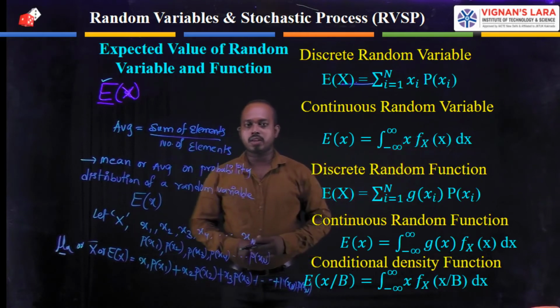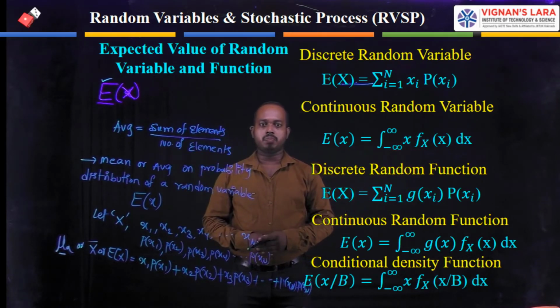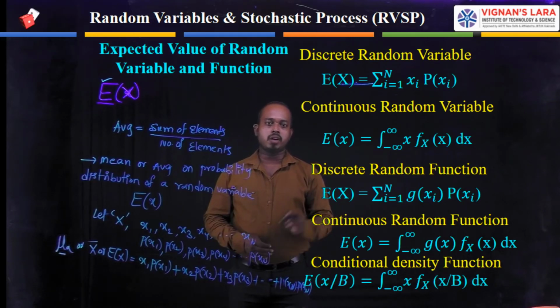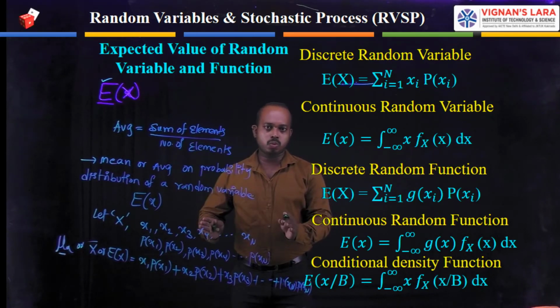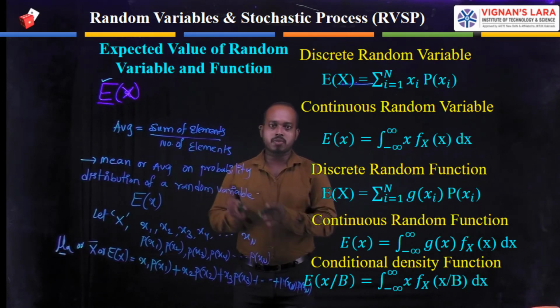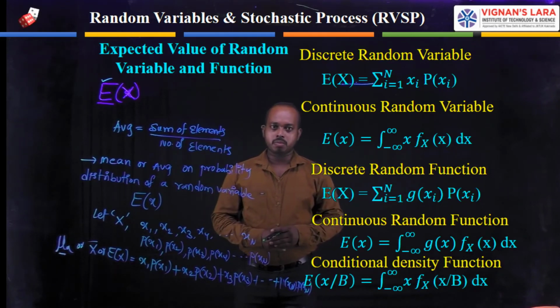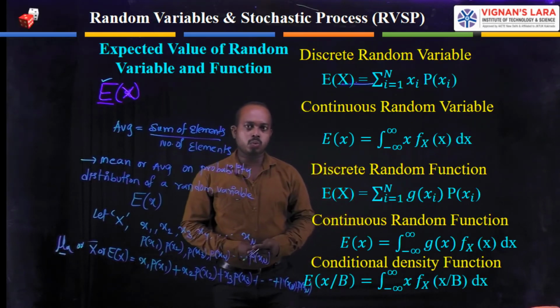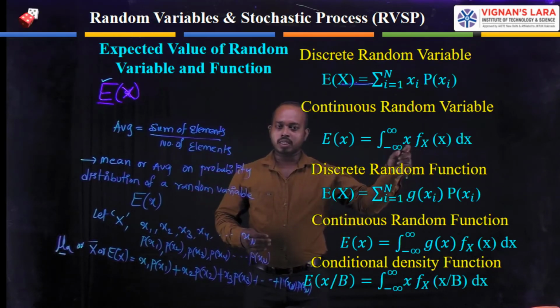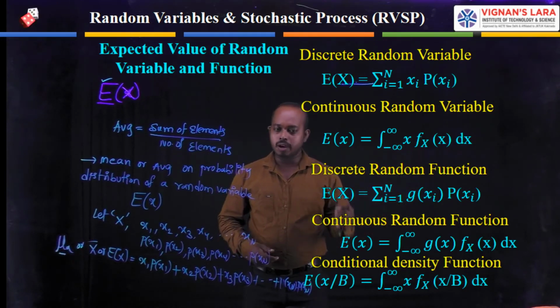For continuous, you just keep the integration. For discrete, we take the summation. That is the only difference. In case of discrete, we take the summation. In case of a continuous random variable, we take the integration. But coming to probabilities, in case of discrete, we take the probability value. In case of continuous, you consider the density function, the small fx of x.